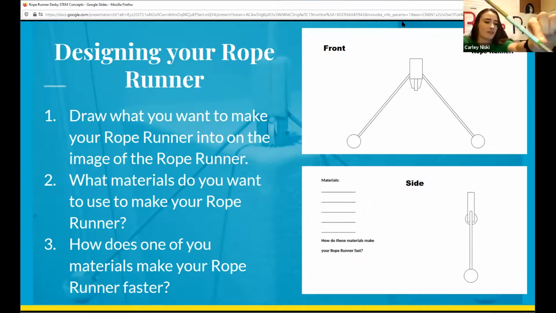I stuck my sticker on my rope runner. And so that'll also have the name of your rope runner. So, I made that rope runner last year. His name is Harry Potter.